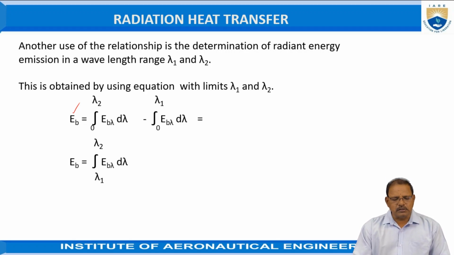That means the emissive power obtained between λ1 and λ2 is equal to the emissive power obtained from 0 to λ2 minus the emissive power obtained from 0 to λ1. This difference is giving the net heat energy, that is, the emissive power emitted by the given object. So the equation can be modified as E_b is equal to the integration from the limits λ1 to λ2 of E_bλ dλ.